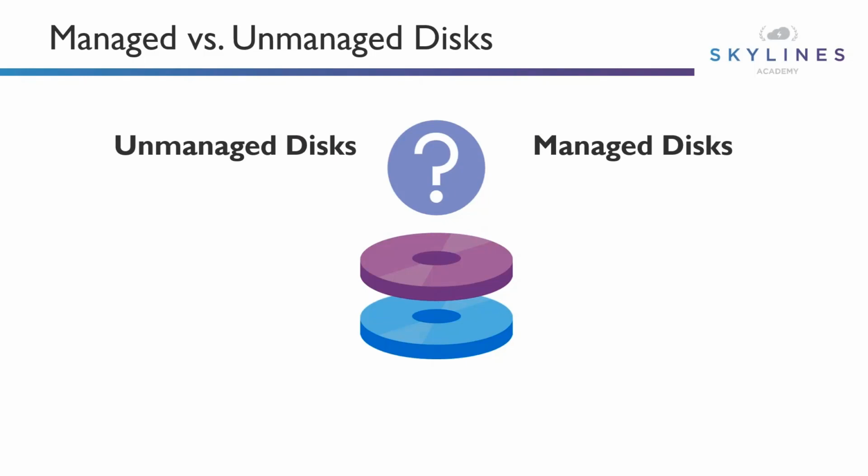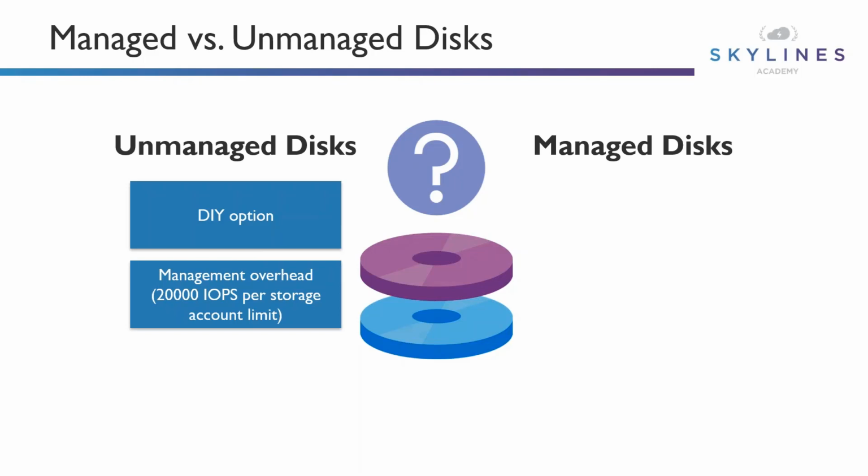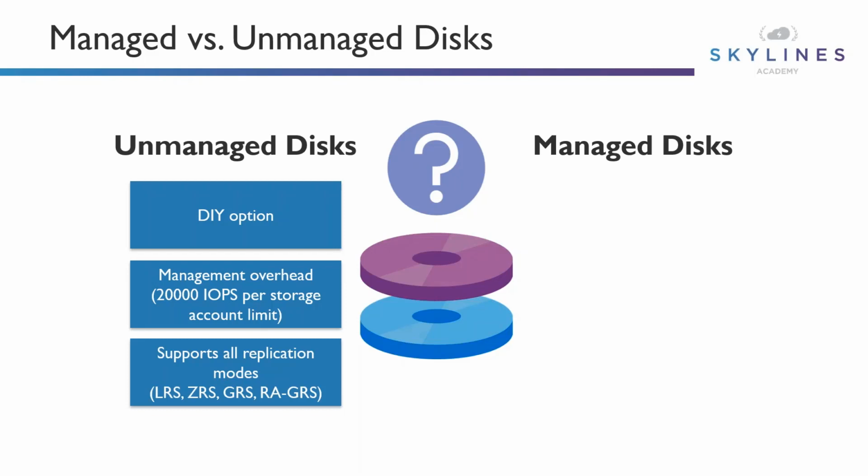But moving on to unmanaged versus managed disks, and I think this is a key thing, because for a long time, unmanaged disks were the only way. They were kind of this do-it-yourself option of putting your disks together, but you had this management overhead, because when you create a storage account and put your disks in it, you had this 20,000 IOPS per storage account limit. But it did support all the replication modes, and we'll get more into those later on: locally replicated, geographically replicated, etc.